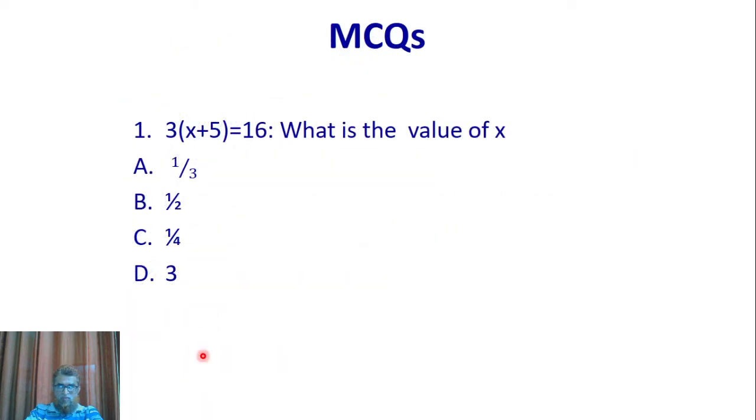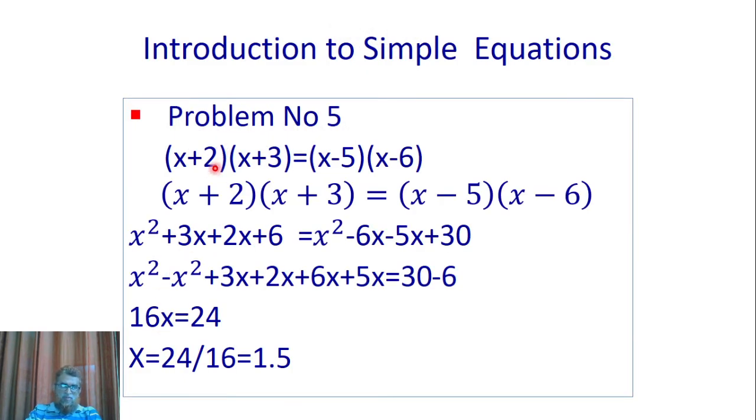Now last problem, fifth one, we will solve. x plus 2 into x plus 3 is equal to x minus 5 into x minus 6. How we will solve this? I have written it again here. So now the third line, you can watch, x into x is equal to x square, x into 3 is equal to 3x. Next, 2 into x is equal to 2x, 2 into 3 is equal to 6, clear, isn't it?